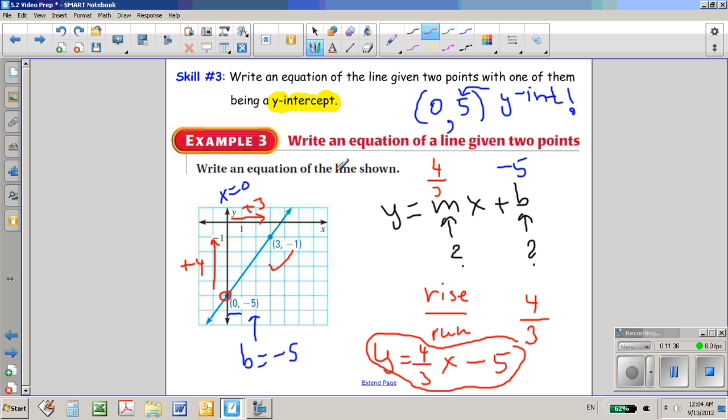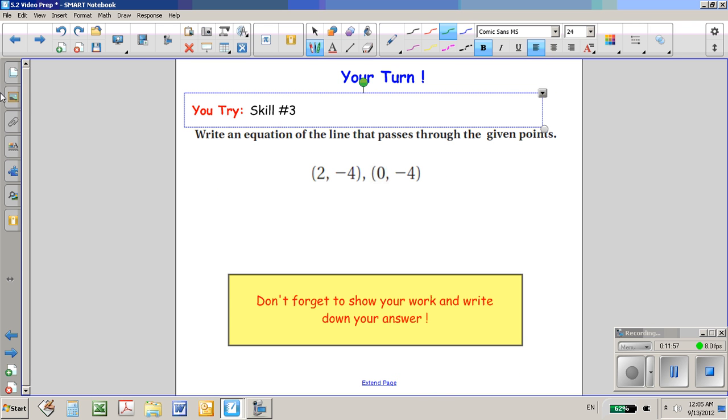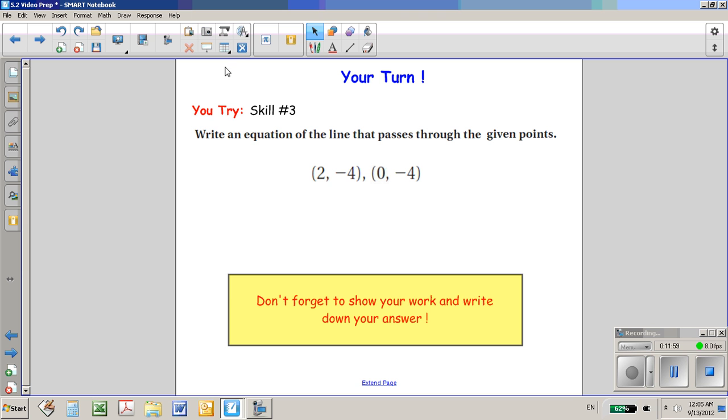I just want to remind you, if you have a few minutes on a quiz or a test where you actually have time to check your answer, remember you can always take a point, like this one, and substitute the x and the y to see if it actually works out. So this could be your potential check, and if it works out, then you could be pretty confident with your answer.